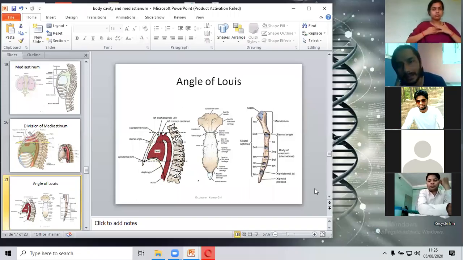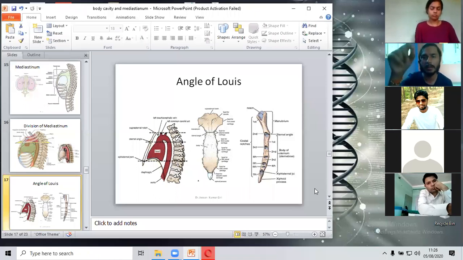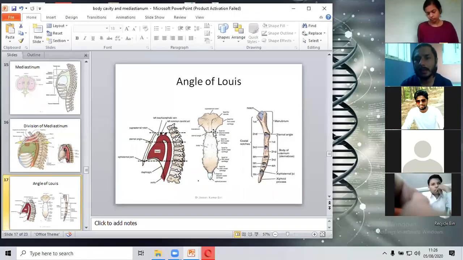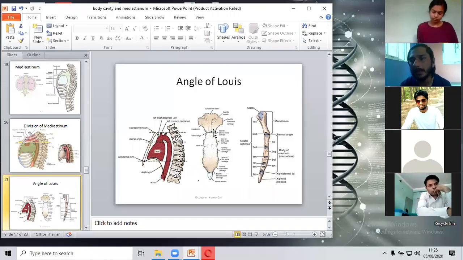I am telling this angle of Lewis and will focus on it because this may be your viva question. What is the importance of this angle of Lewis? Sometimes it may be a very short question for the theory exam also. So under the heading angle of Lewis, you have to write all these things. It is important in anatomy because it gives surface landmarks for certain structures. So what is the importance of the angle of Lewis?